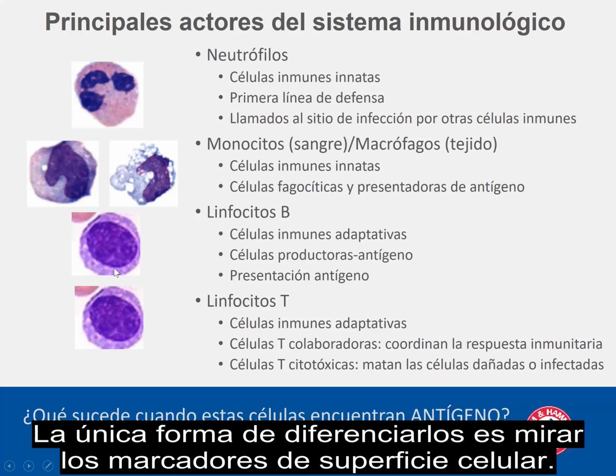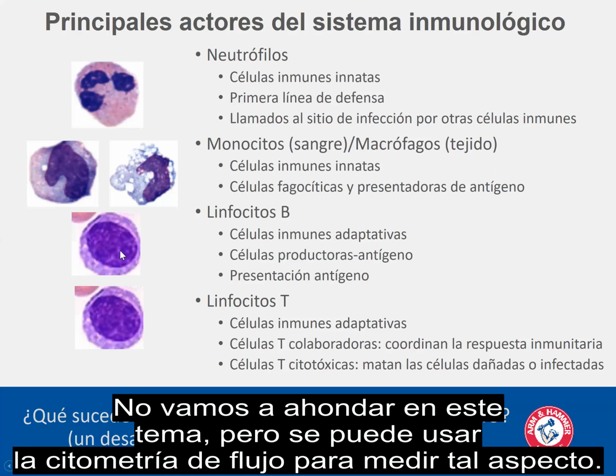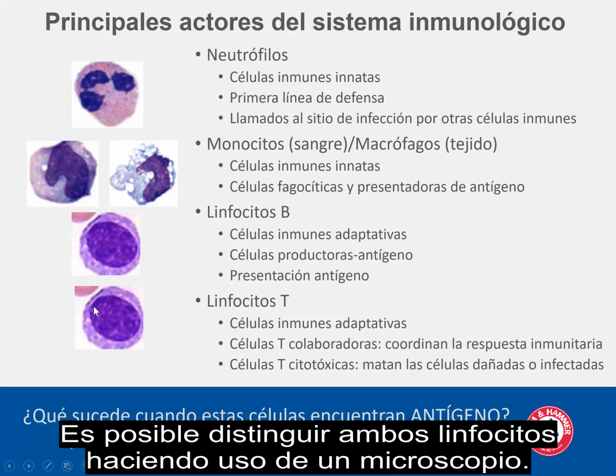The only way to tell them apart really is to look at cell surface markers on their cell surface. So they do have distinguishing markers that will distinguish between B and T cells. And we're not going to talk a lot about that today, but you can use flow cytometry to determine the difference between those two lymphocytes. But you can't tell the difference under a microscope.